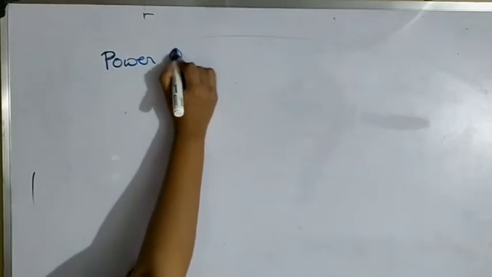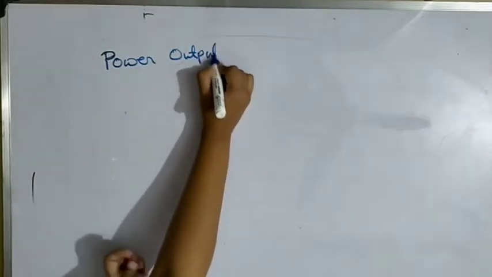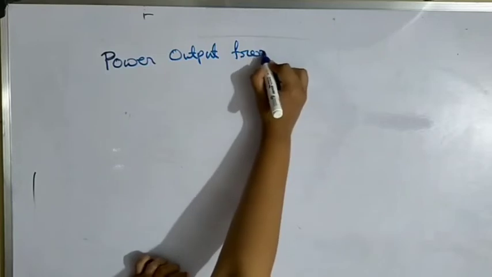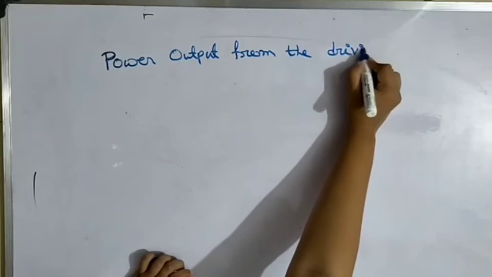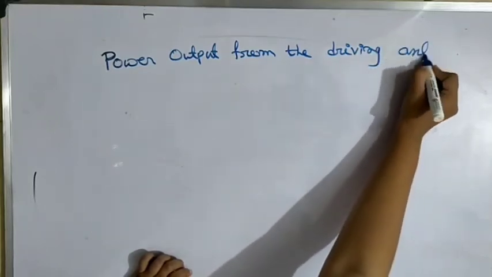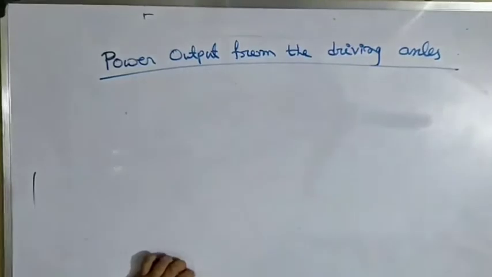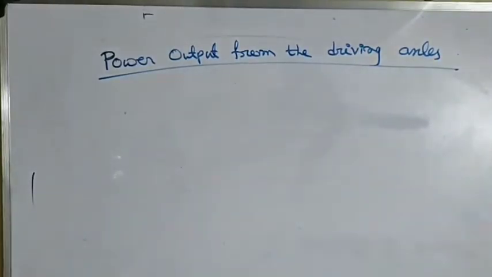Power output from the driving axles. Now, the power output from the driving axles at any instant of time is given by the product of tractive effort and speed at that instant of time. Tractive effort multiplied by speed gives the power output.